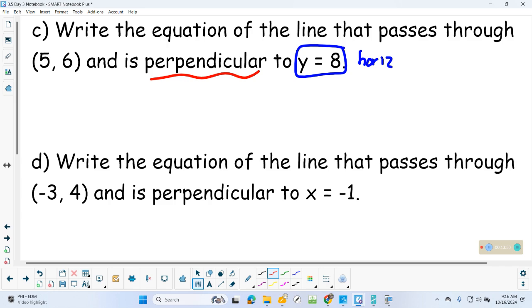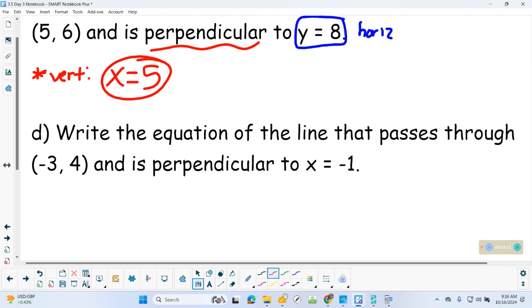So my answer is going to be a vertical. And I know all vertical lines are x equals. We have to hit 5, 6. So x better equal which number? 5. These are the tricky ones. That's why we're doing a few of these. I think these are the tricky ones anyway.